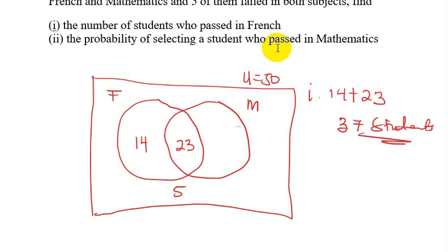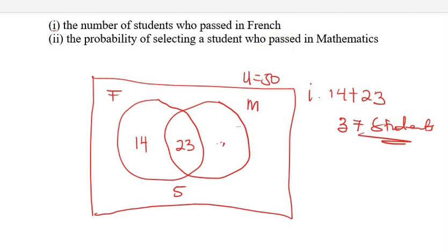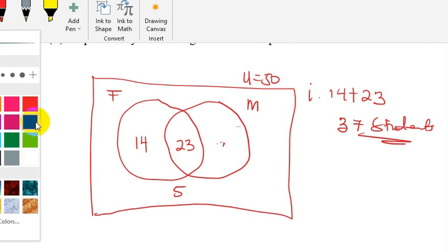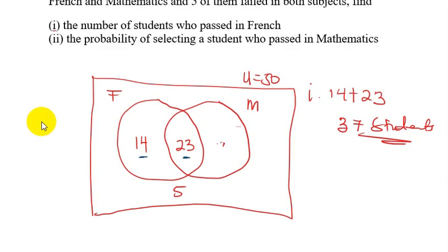Now we are told to find the probability of selecting a student who passed in math. To find that probability, if we don't find those who passed math only, we can't do it. The question did not ask us to find those who passed math only, this side, but if we don't find it, we can't do the probability question. So let's find those who passed in math only. Let's put a variable y here. Then 14 plus 23 plus 5 plus y is equal to 50. Then we will get a value for those who passed in math only.